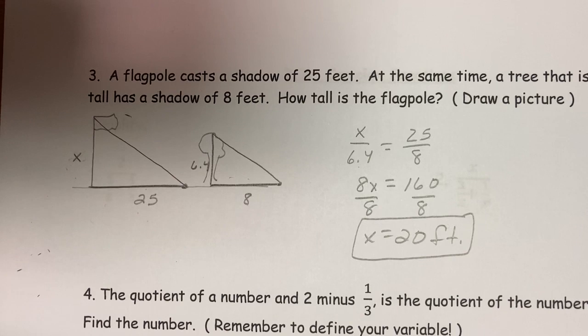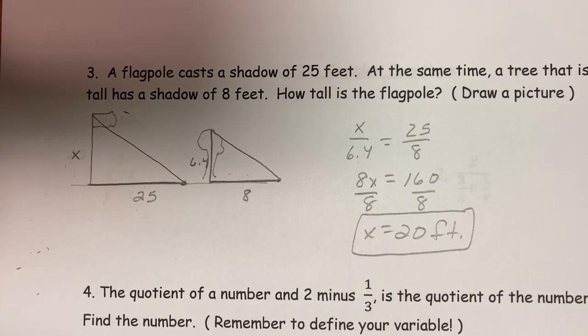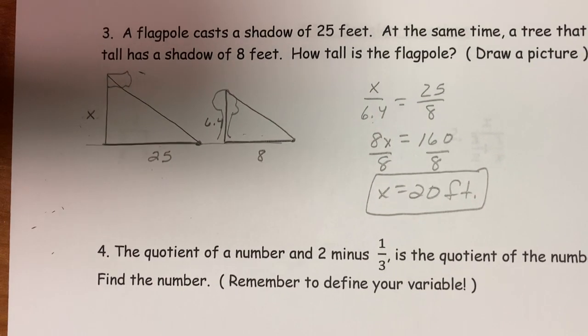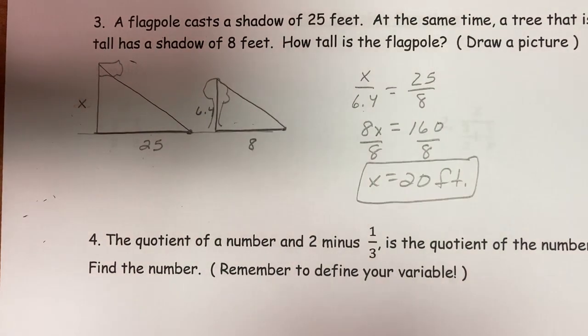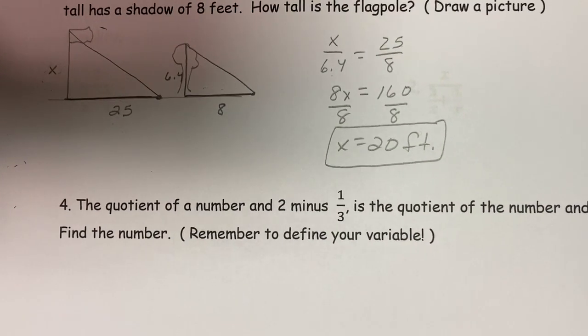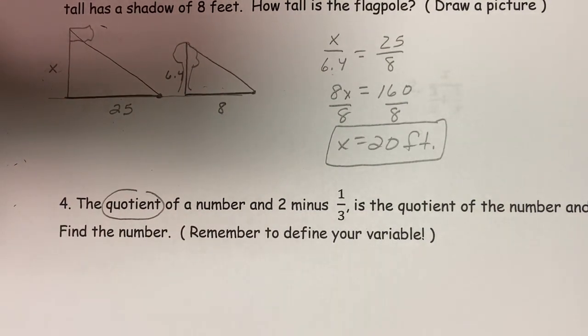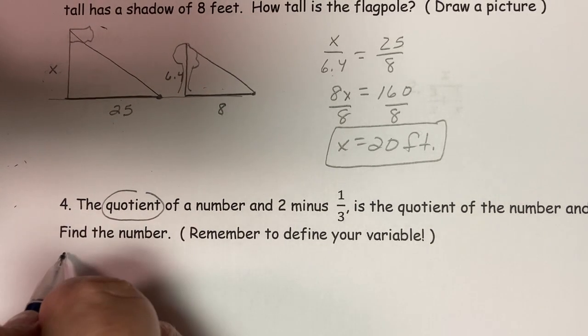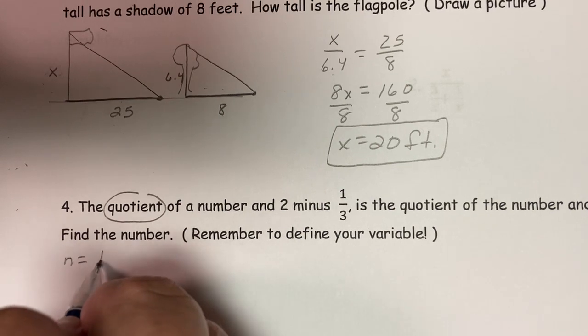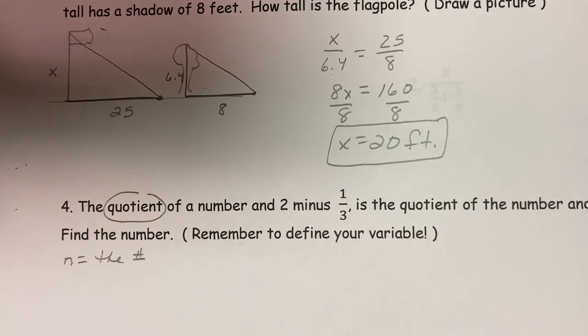Okay, 2 more story problems. The next one is just a basic story problem, and it's just going to have some division there. So the quotient, there you go. Remember, quotient means the answer to a division problem. The quotient of a number and 2 minus 1/3 is the quotient of the number and 6. So what are we looking for? Notice it says define my variable. I'm looking for the number. So let's just use n. So n is going to equal the number.